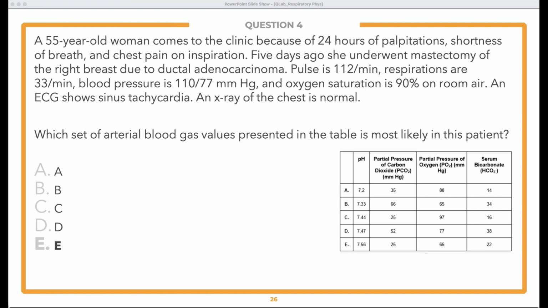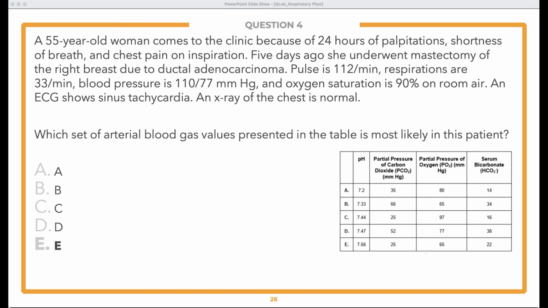Okay, and then the bicarb level also fits with that story. It kind of matches with the story. The normal is 22 to 28. We are on 22, so a little bit on the low normal side of things, which is what we expect of this. Okay, now let's look at the other options here.